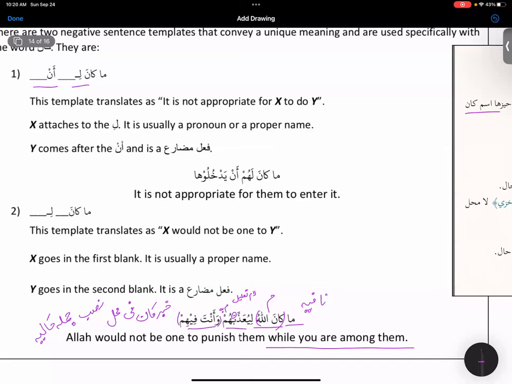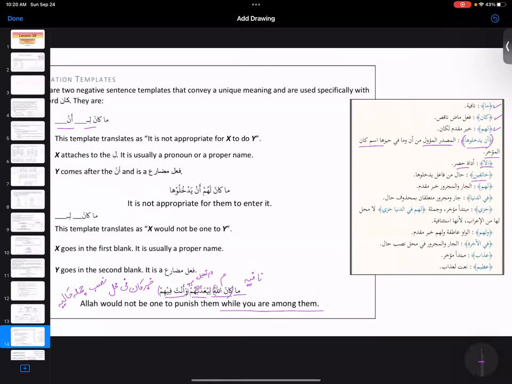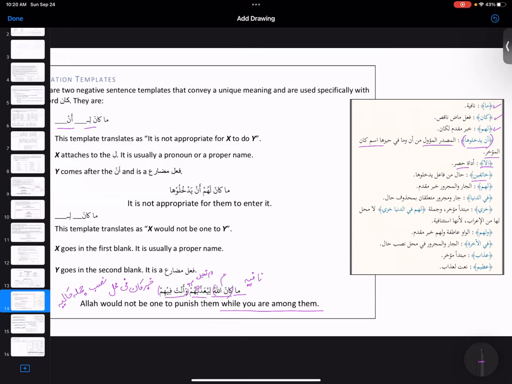And jumla faili, whenever we have waw, and after waw we have jumla ismiya, then mostly that is hal. So that waw is called waw haliya, and the whole sentence is jumla haliya. Okay, I think we need to finish it.